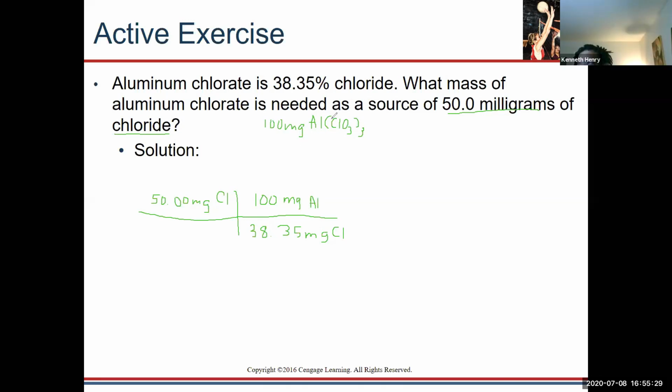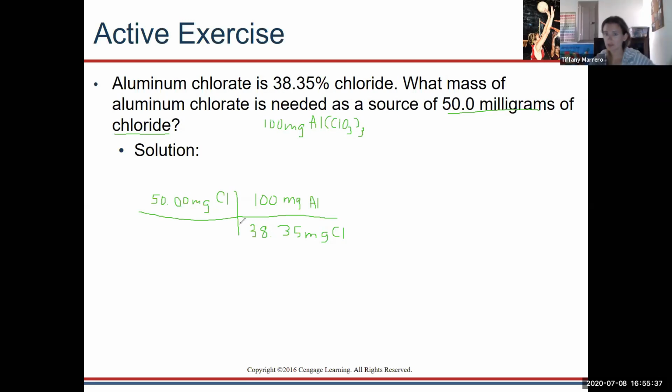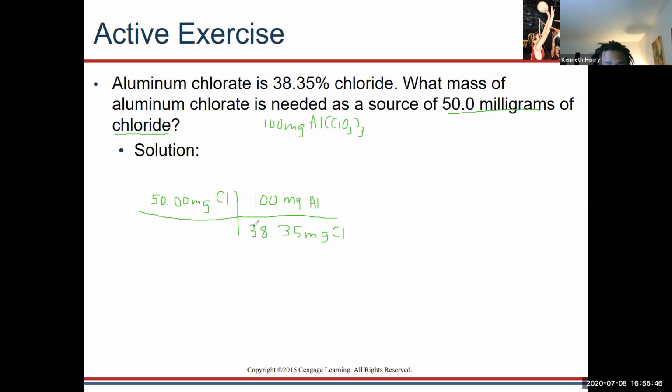How much of this is going to be chloride? So we have to divide it and multiply it times 100 since we're using percentage, right? Initially we're using percentage, but in this case we're making an assumption because we said 100%. So 38.35 of aluminum chlorate is chloride. All you're saying is, if I have 100 grams of aluminum chlorate, 38.35 grams of it is chloride.